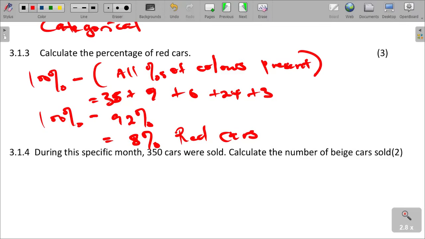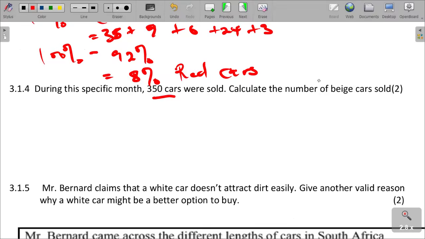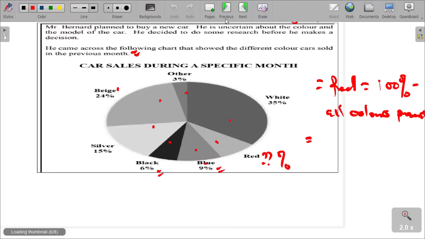And then during this specific month, 350 cars were sold. Calculate the number of beige cars sold. During this specific month, 350 cars were sold. Calculate the number of beige cars. So we have to look at the pie chart. We are given that 350 were sold.